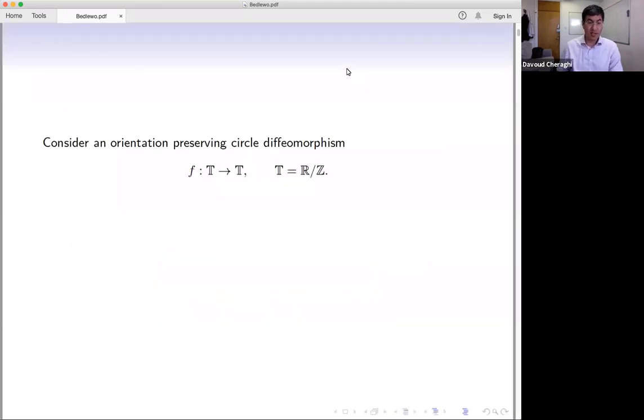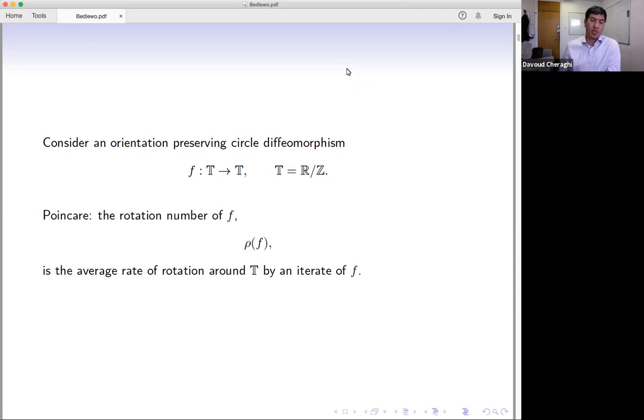So this talk is about orientation preserving circle diffeomorphisms. These will be the main objects of the talk, at least for half of the talk. For these objects, we know that there's this classic notion of a rotation number, which gives the average rate of rotation by iterates of f around the circle. This combinatorial quantity gives a lot of information about the dynamics of f.